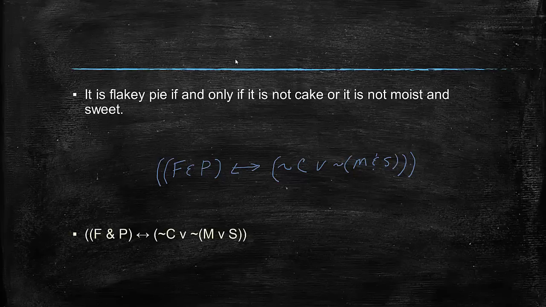Oh, whoops. There's a mistake, right? This is wrong. This should say "and," right? Because this says "and." It's flaky and pie if and only if it is not the case it is not cake or it is not moist and sweet. Yeah.